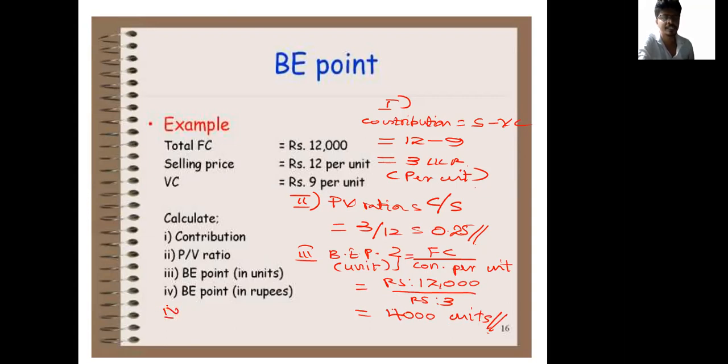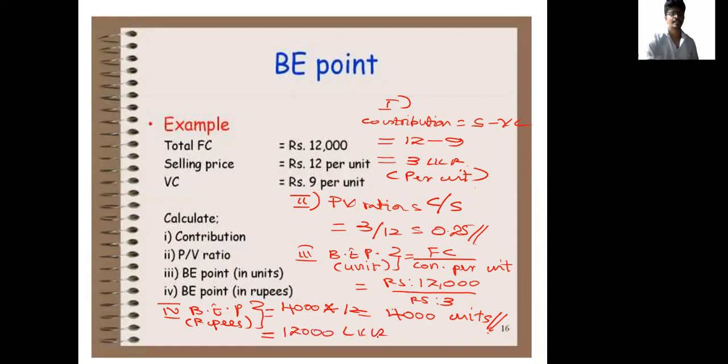Break-even point in rupees, then we can get it as break-even point units 4,000 multiplied by selling price rupees 12. That means 12,000. ඒකක සංඛ්‍යාවෙන් වැඩි කරලා ගන්නත් පුළුවන්.